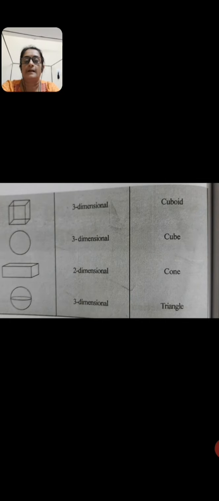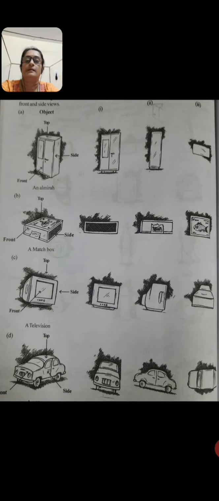The next one is a cone. Cone is a three-dimensional figure and the name of the shape is cone. Like that you have to match all 8 figures with the dimensions and the names of them. Now you have to see the different views. So here in the first picture you can see an almirah and it has 3 views. First is front view, the other is side view and top view. So whichever is there, accordingly you have to name below the picture.